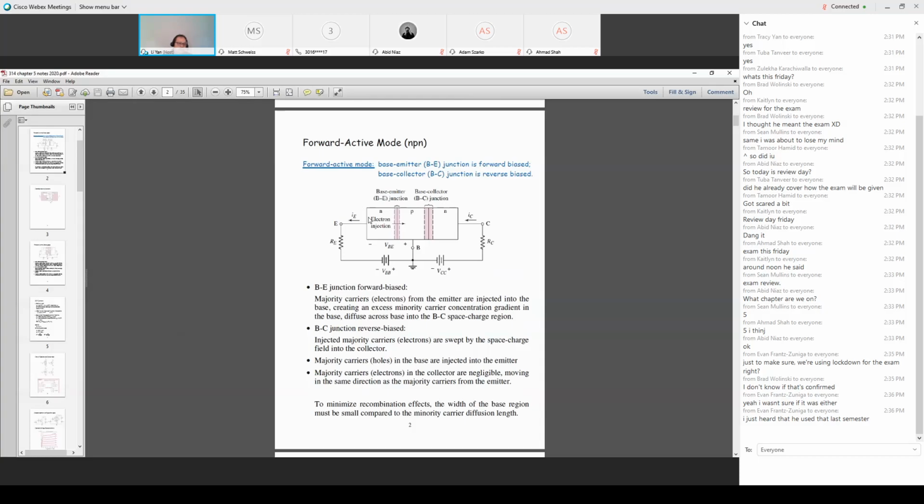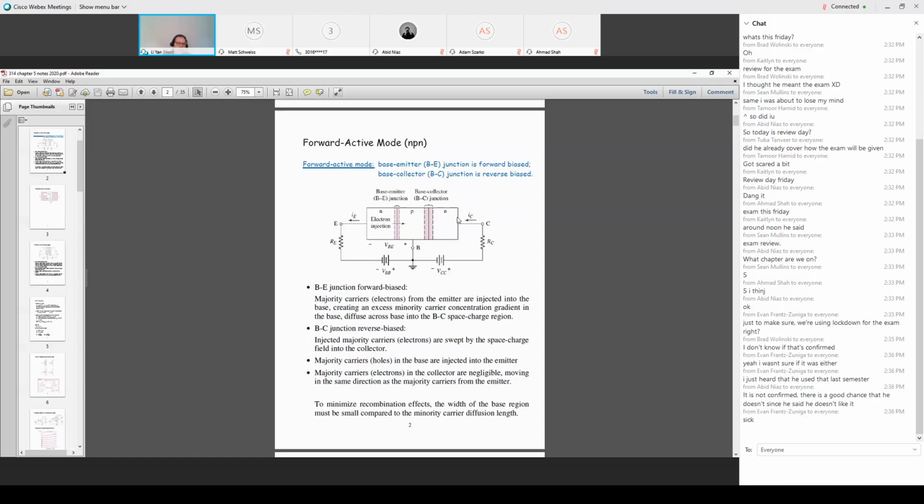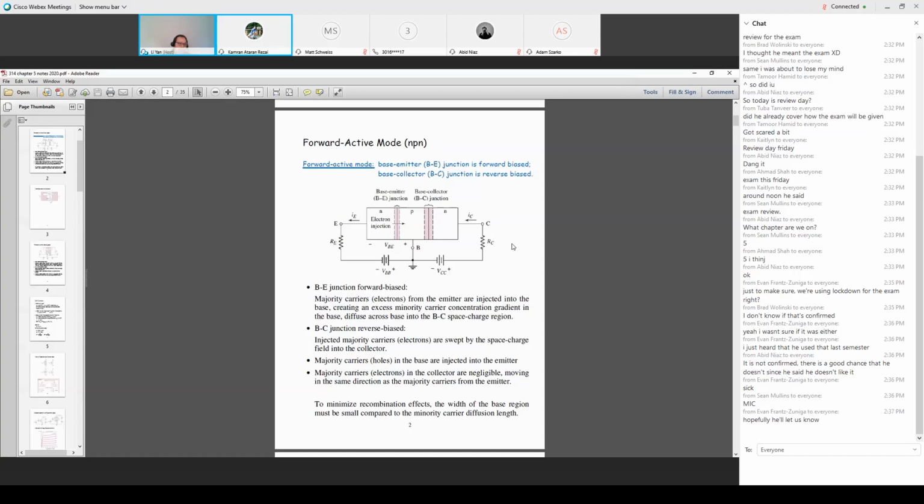The electrons inject from the emitter to the base. Because electrons have negative charge, the emitter current flows in the opposite direction. Similarly for the collector: electrons go this way, but the collector current goes this way. Any questions? Hello?